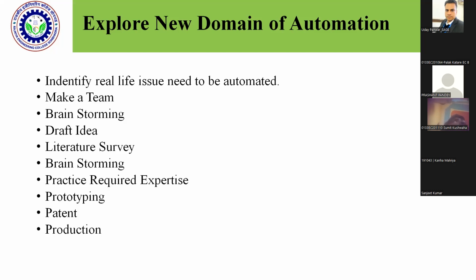We at our college are working on this. So what is the process we follow to explore how we can go about these things? This is the process. Number one is to identify a real life issue that needs to be automated. Then number two, we make a team of sincere people. After that, brainstorming sessions will be organized.